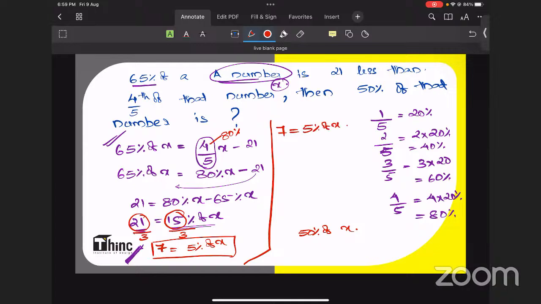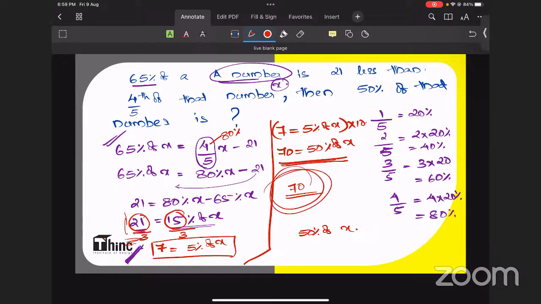Now it is easy. Multiply with 10 on both sides. So 70 will equal 50% of x. We are not at all going to find the 100% of x and then find the half. All these things you can do in your mind, and you can put your answer in the record positions. So easily we could solve it. So 70 is the right answer.